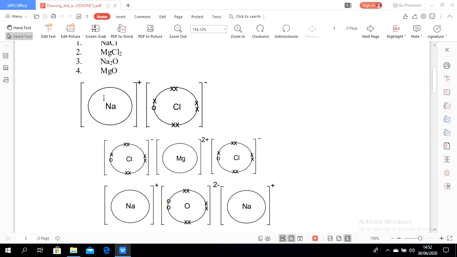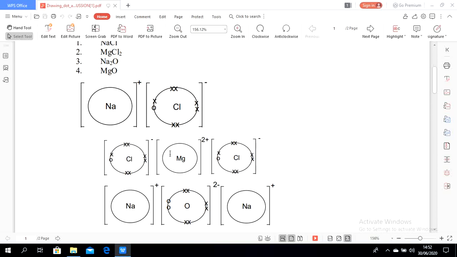Sodium has lost its outermost electron. The one electron has been transferred to the chlorine. Because sodium lost one electron, it carries one positive charge. And then the chlorine gains one electron, so it has one negative charge.